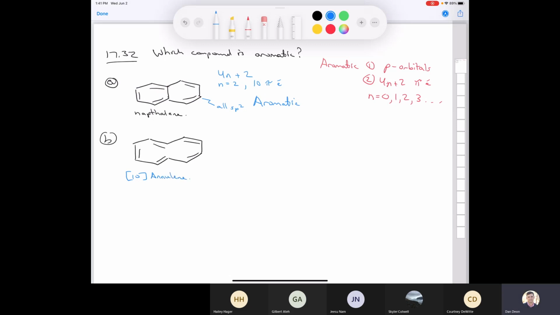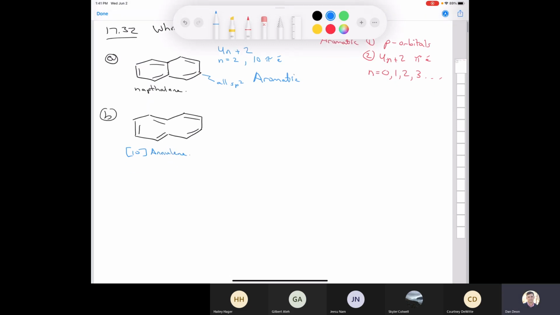This compound here is called 10-annulene. It's a compound that I brought up earlier in the lecture, last class. Would this be an aromatic compound? Right, it is a non-aromatic compound.